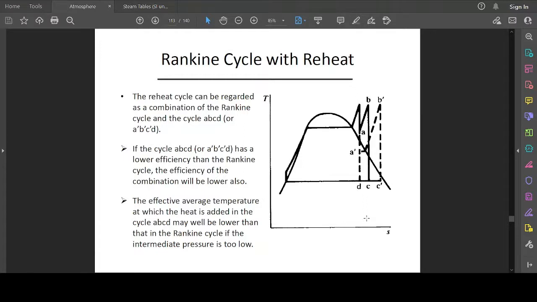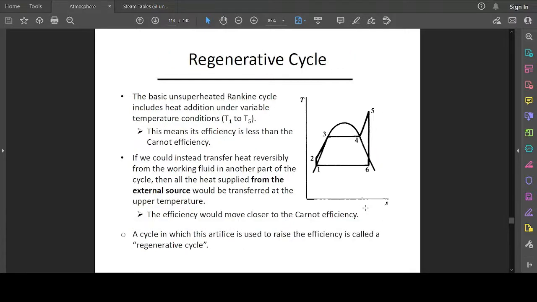The reheat cycle can be regarded as a combination of the Rankine cycle and cycle A, B, C, D, or A prime, B prime, C prime, D. So if this cycle has a lower efficiency than the Rankine cycle, the efficiency of the combination will be lower also. So the effective average temperature at which the heat is added in the cycle A, B, C, D may well be lower than that in a Rankine cycle if the intermediate pressure is too low.